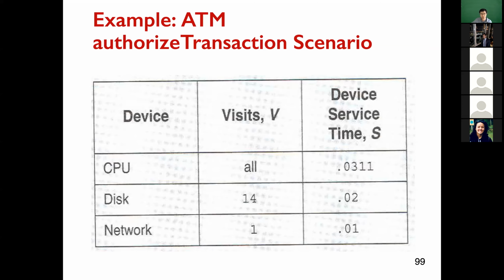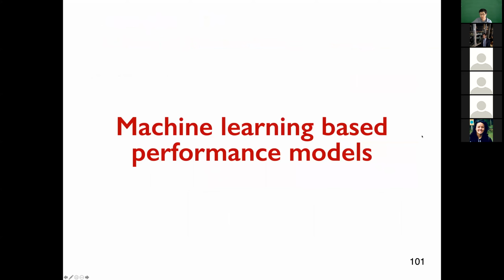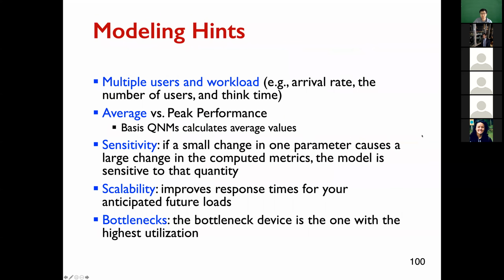Okay, so if no question, there are a few hints for the queuing network models. The first hint is we need to consider a scenario of multiple users and workloads, right? So we specify the workload intensity of things. And the second one is using queuing networks, we can only capture average performance metrics. We don't calculate the peak performance, right? And for sensitivity, if a small change in one parameter causes a large change in the output metrics, the model is sensitive to that parameter.